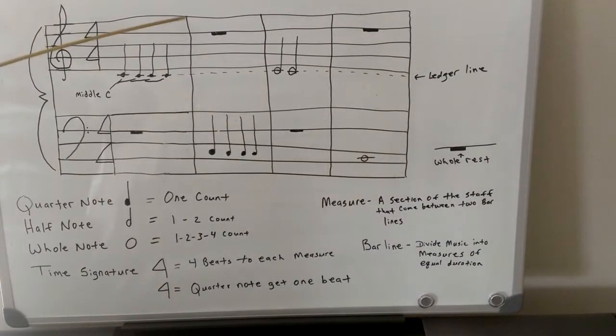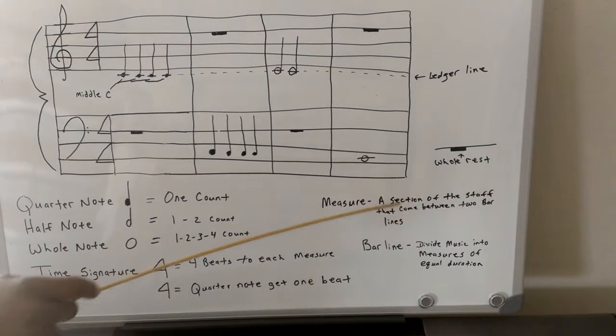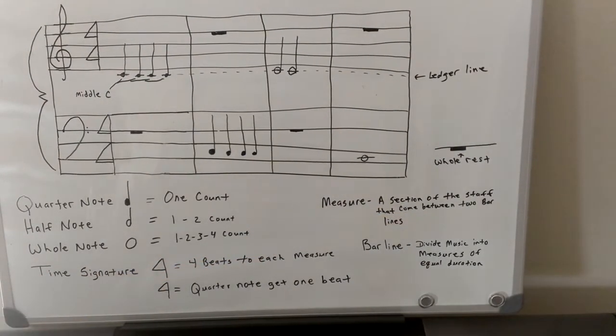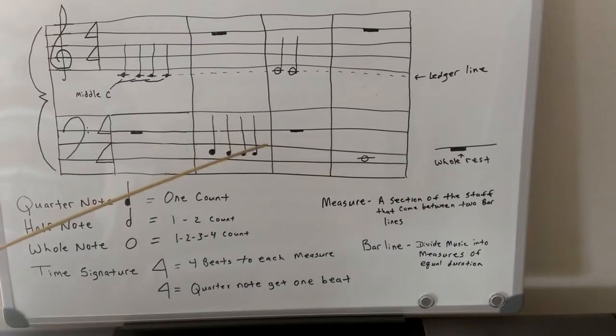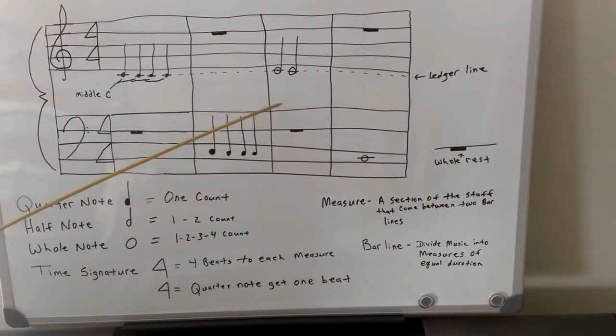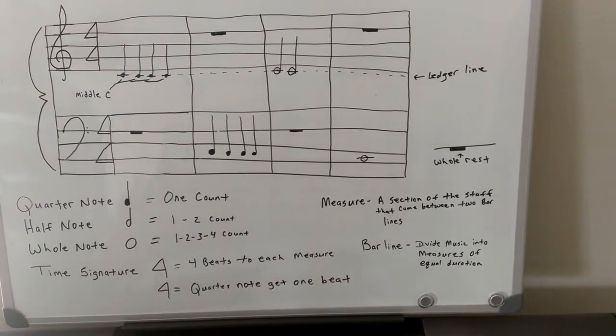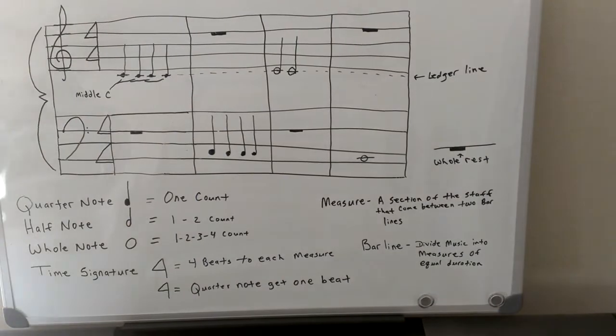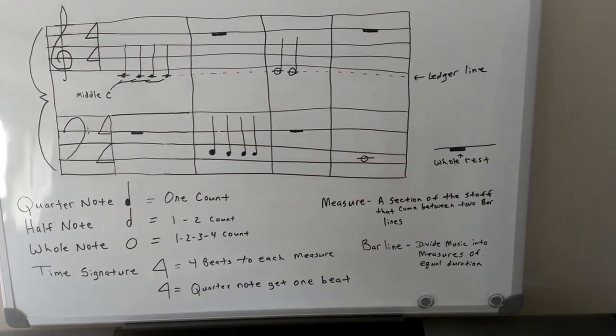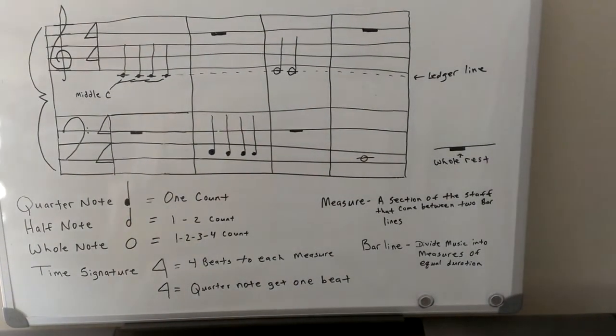A measure is a section of the staff that comes between 2 bar lines. 1 bar line, 2 bar lines. This is the measure. And a bar line divides the music into measures of equal duration.